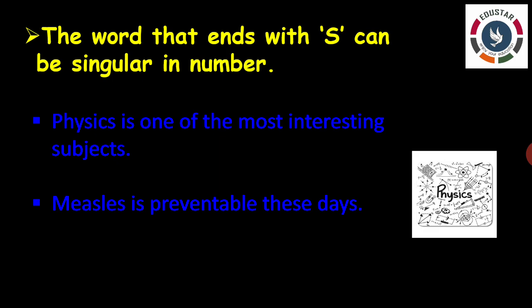Okay, now let's move on to the next one. See, measles is preventable these days. Measles is a type of disease. Okay, usually it comes in summer times. Now let's move on to the next rule.